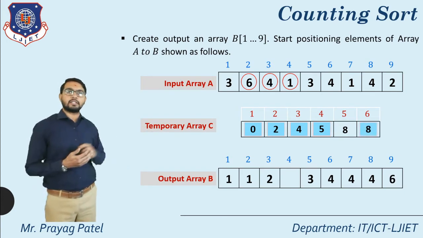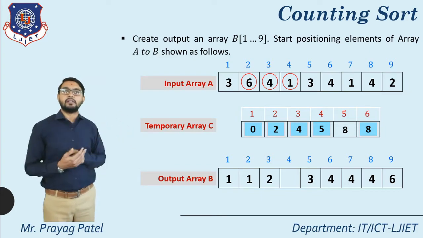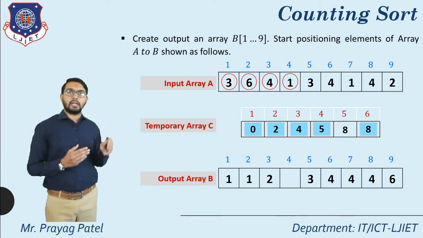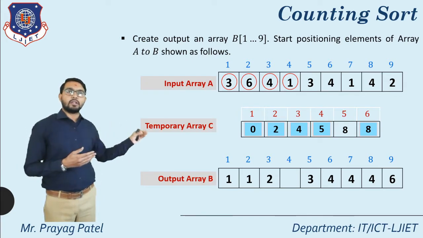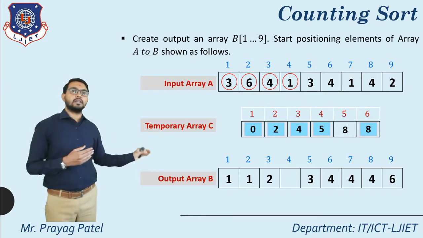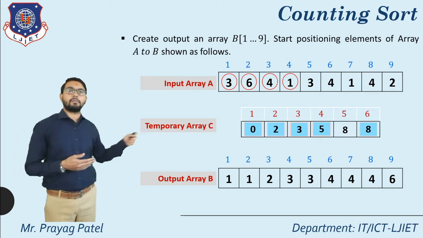So put the value 6 at location 9 and decrement C of 6 from 9 to 8. Now the last value is 3. So consider location number 3 in the C array, whose value is 4. So put the value 3 in location B of 4. So here the value is 3, and decrement C of 3.